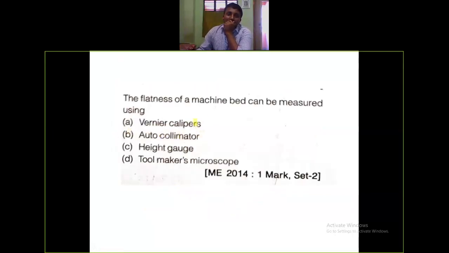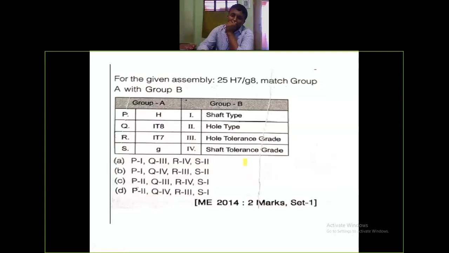The flatness of the machine bed can be measured using which tool? This one is incorrect because the vernier caliper is a linear instrument, the height gauge is not used, and the tool maker micrometer is used for thread pitch measurement. So the correct answer is the auto collimator. This question was asked in the year 2014.